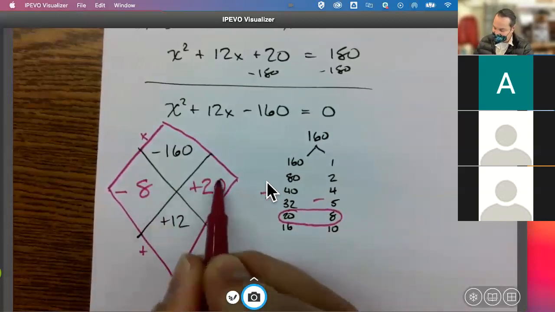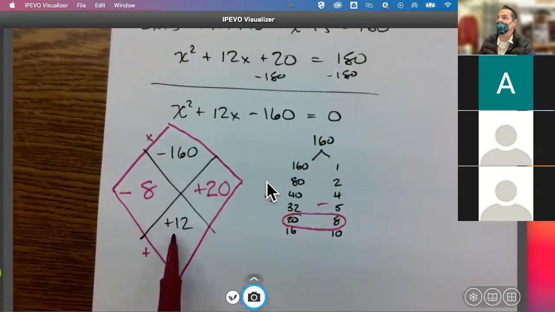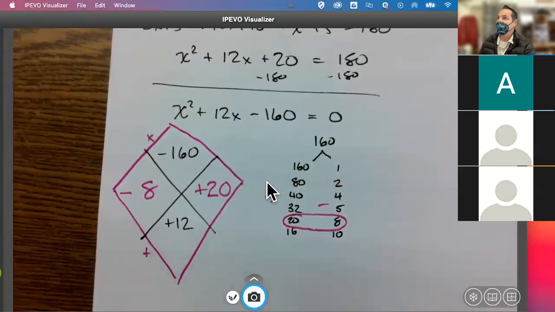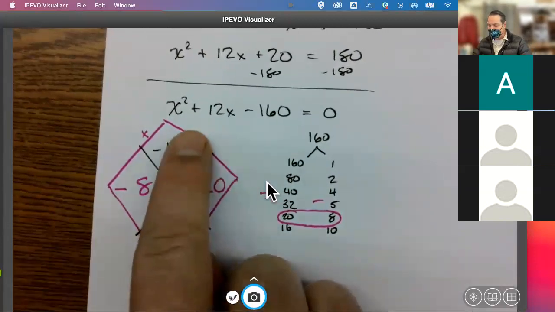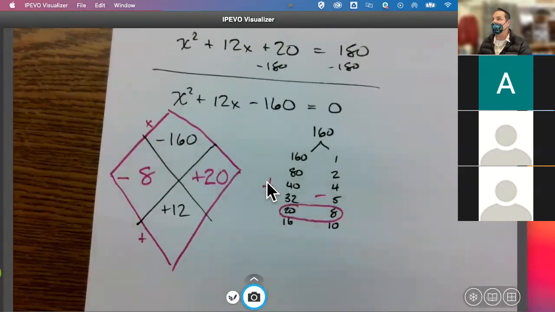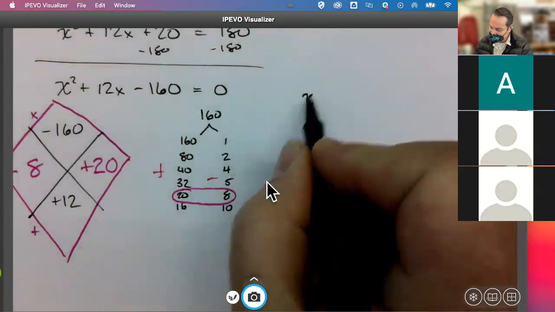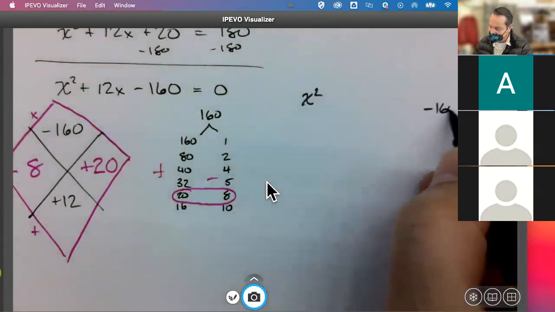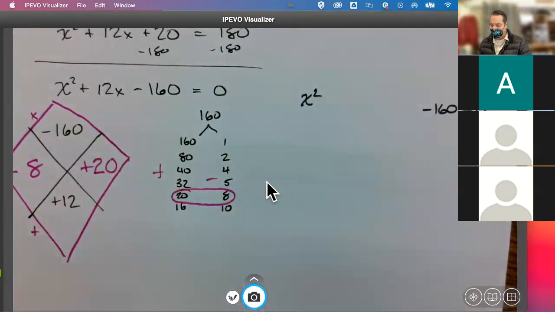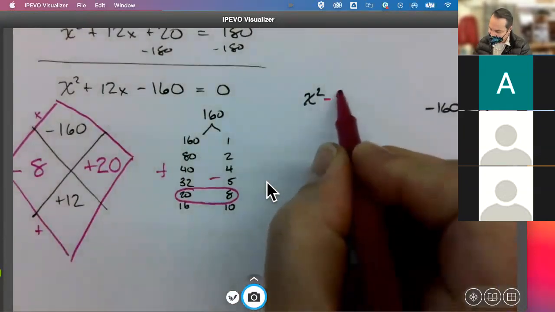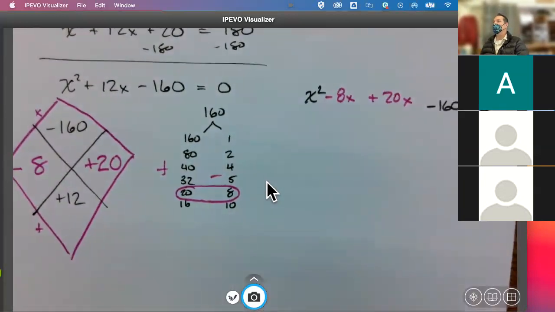When I put in a negative 8 and a positive 20, they multiply to make negative 160 and they add to make positive 12. Now, the idea behind this little diamond tool is that it's going to allow us to break out this expression in a slightly different way. I'm going to leave the x squared right where it is. I'm going to leave the 160 right where it is. But in the middle, I'm going to separate 12x into two different parts. I'm going to have negative 8x plus 20x.